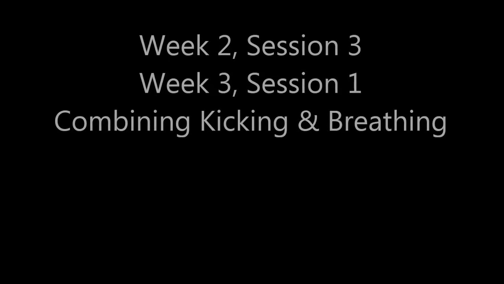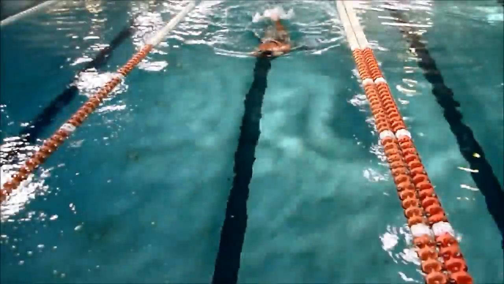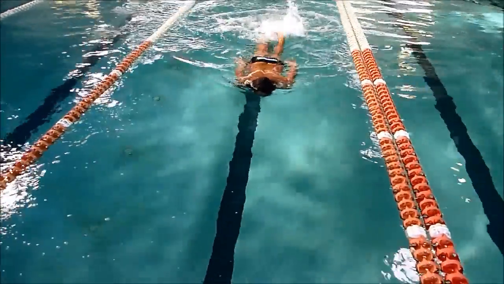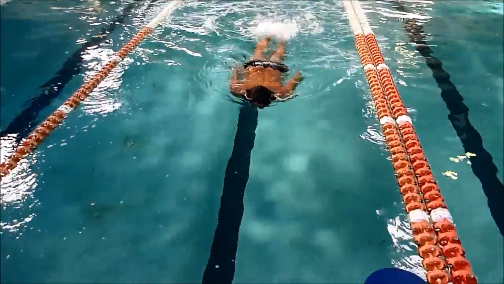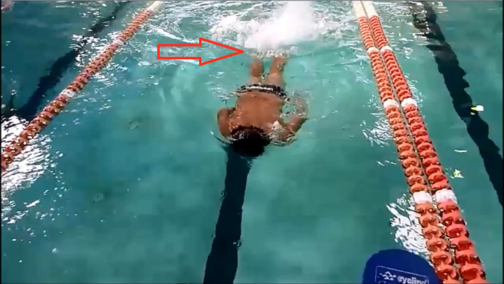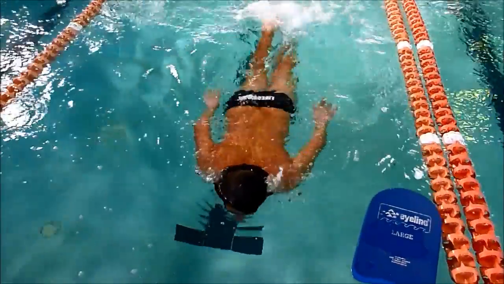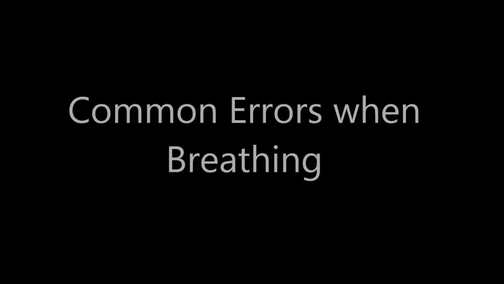Week 2, Session 3 and Week 3, Session 1, combining kicking and breathing. When combining breathing and kicking, place the arms beside your legs, ensure the breath is to the side, and kicking is correct. Completion of freestyle breathing is achieved when the learner is able to continue kicking and breathing for 30 seconds. Common errors when breathing.